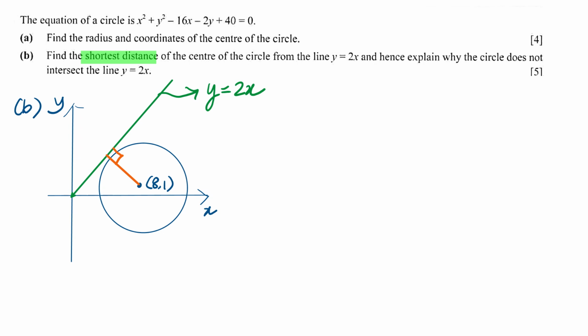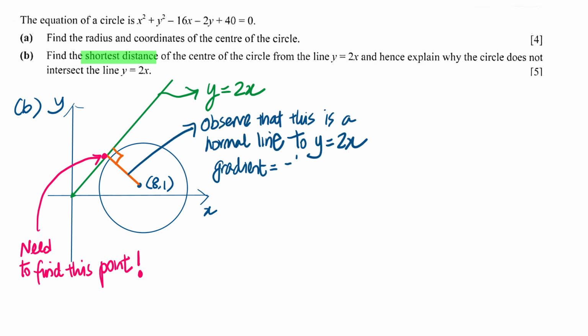So that is actually the normal line. Remember, all normal lines will pass through the center of the circle. And that is the point that we need to find. Right? So since the gradient of your tangent line is 2, the gradient of this normal line will be -1 divided by 2. That gives you -half, as shown here. And we can find the equation of this normal line using point 8, 1.